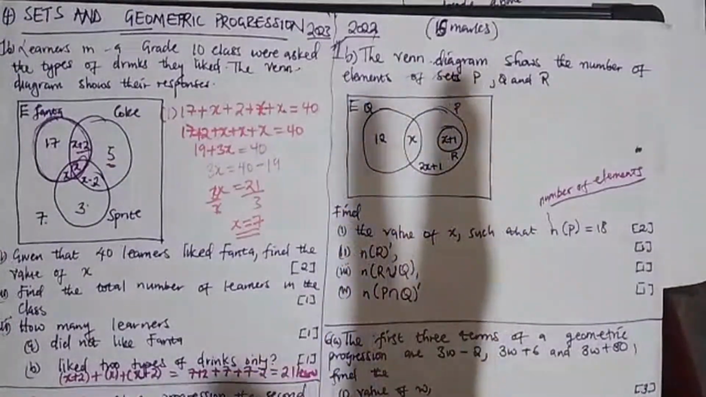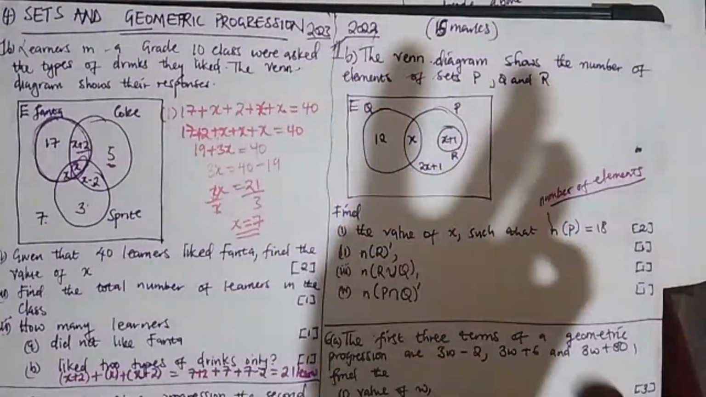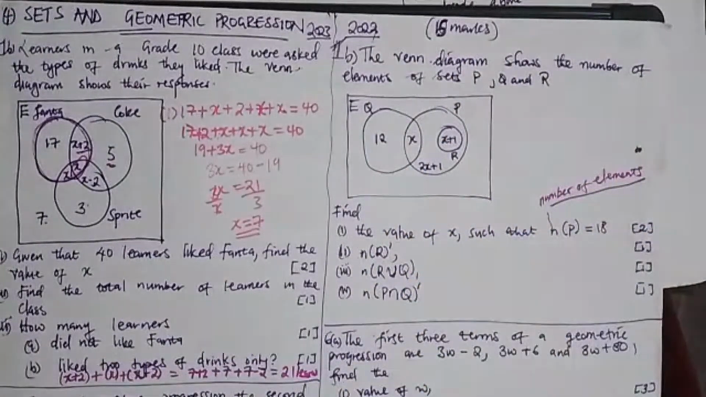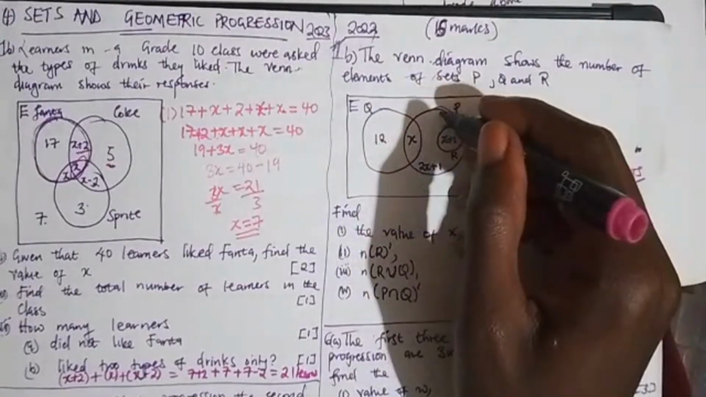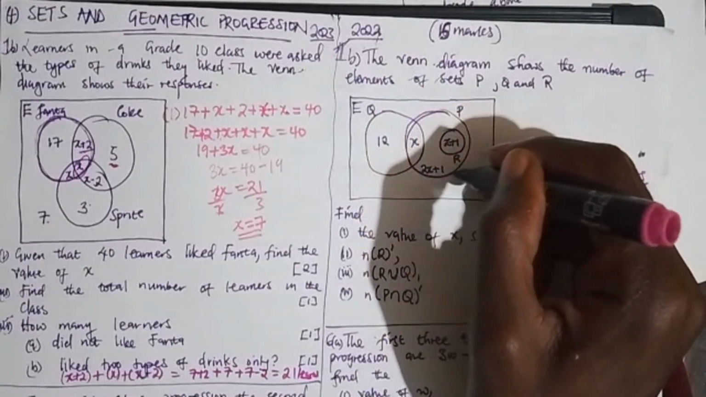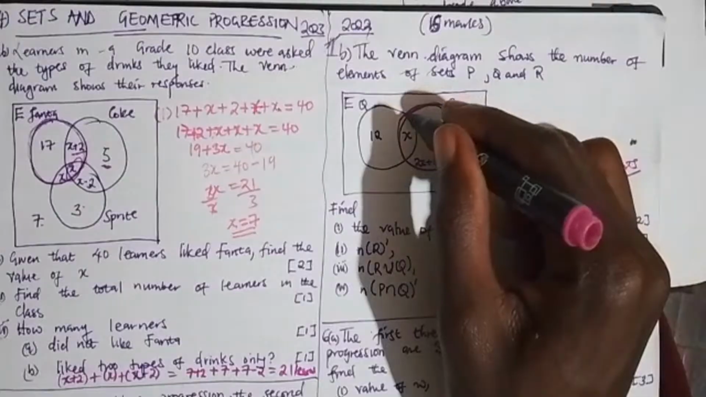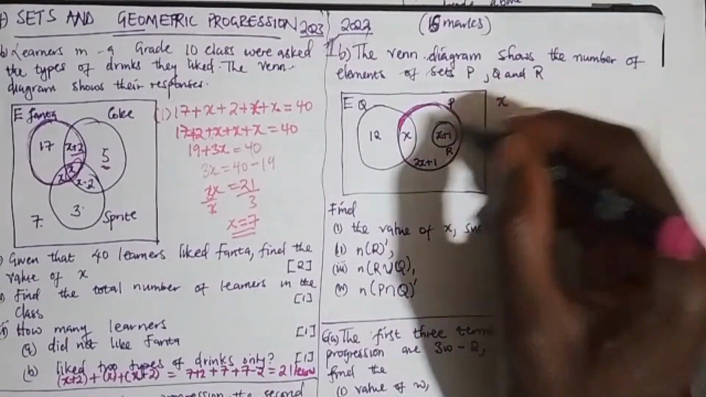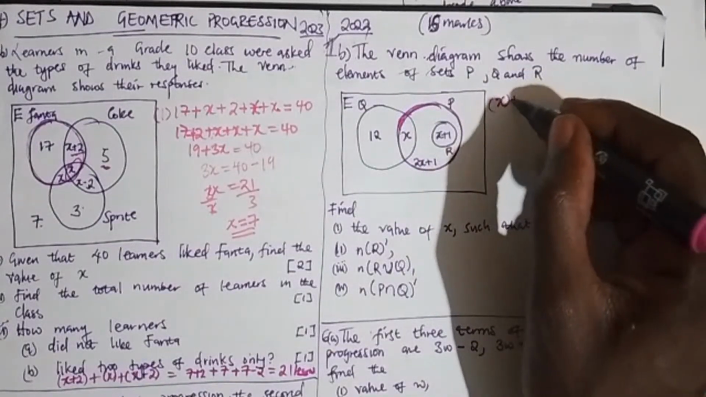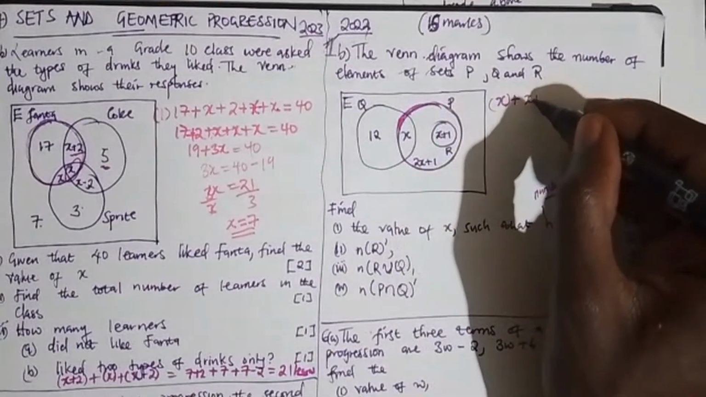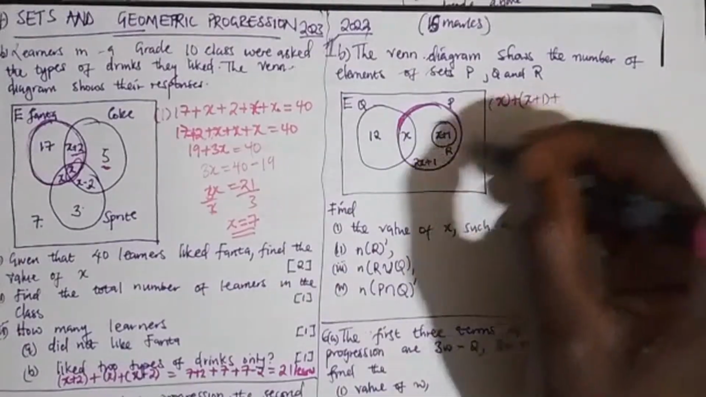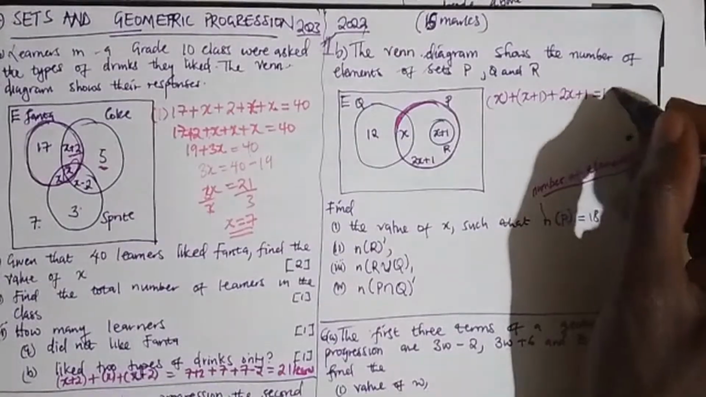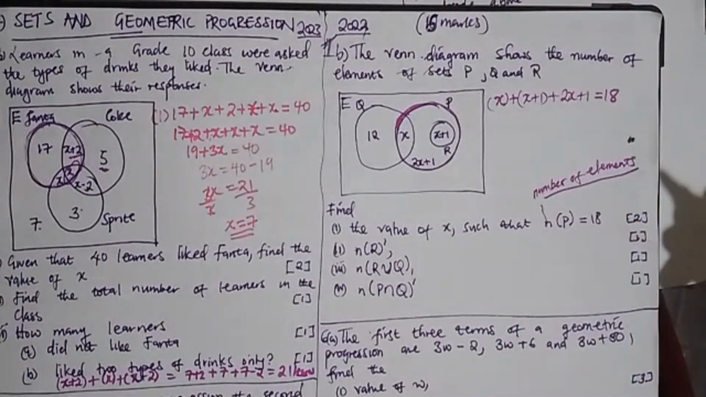They have told us that all the elements in P are equal to 18. So we are going to draw P. So this is P. So we are going to say x plus x plus 1 plus 2x plus 1 is equal to 18. That's what they have told us.